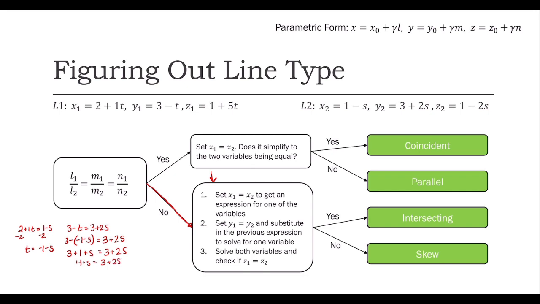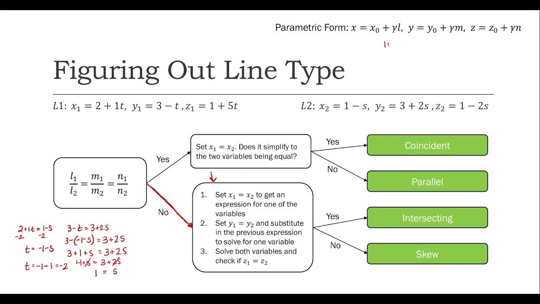We'll subtract 1s from each side. So this becomes just s. And we'll subtract 3 from each side. So we get s equals 1. Next, it says to solve for both variables. So t equals negative 1 minus s, which was 1. So t equals negative 2. And we'll plug that into z1 equals z2 to see if that's true. So we'll do this up here in the top corner.